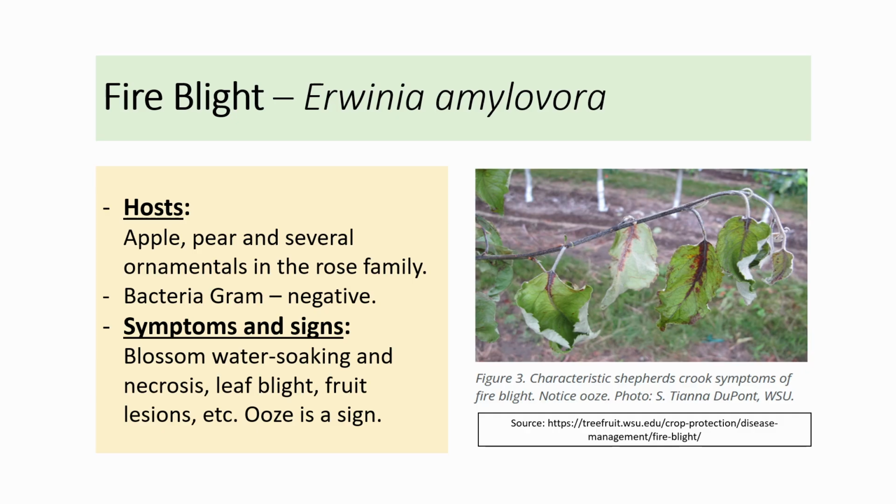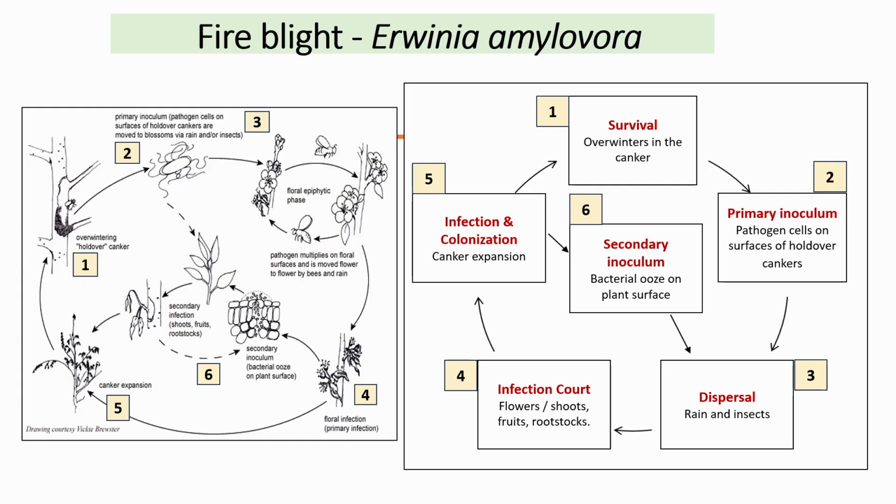Some symptoms are blossom water soaking and necrosis, leaf blight, root lesions, etc. The common signs are the ooze in the leaf. So let's talk about the disease cycle.